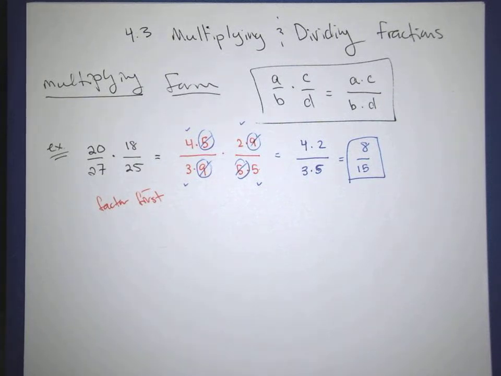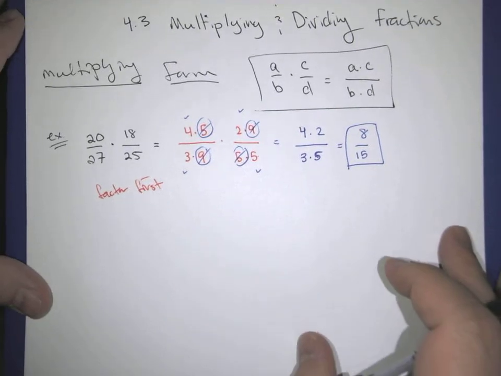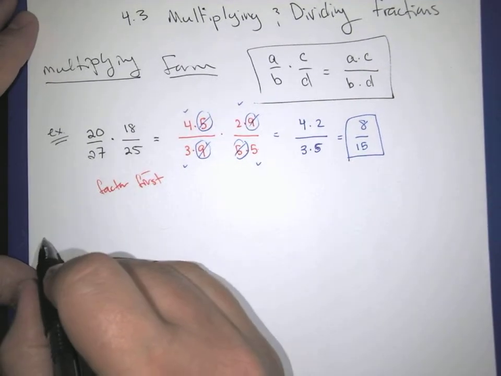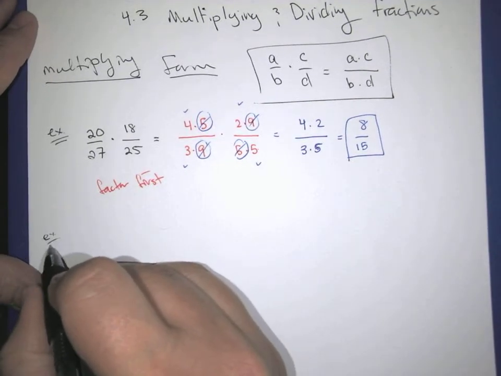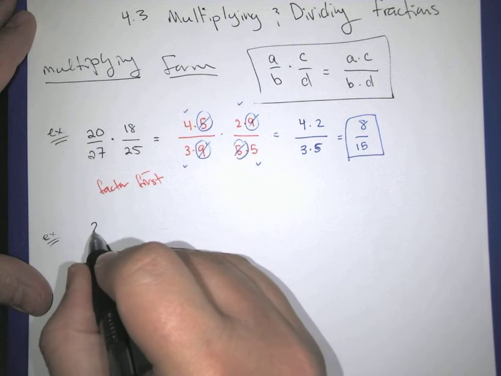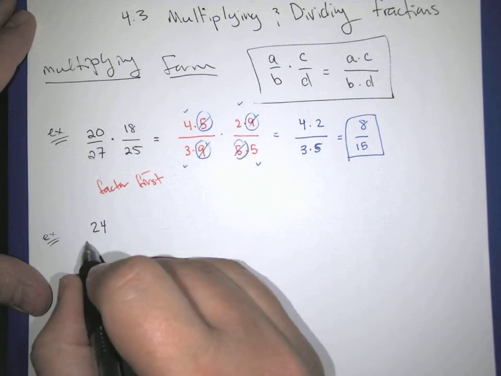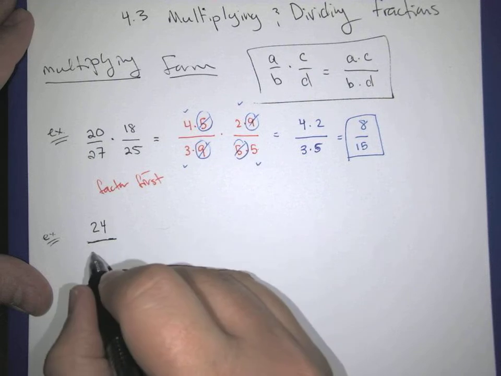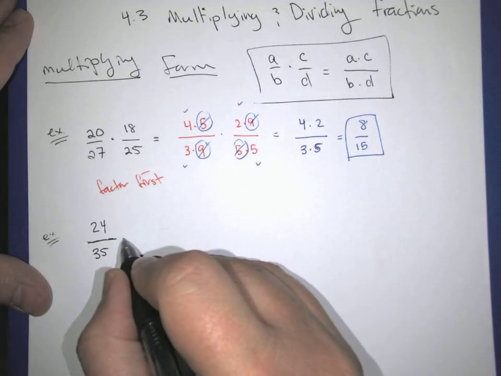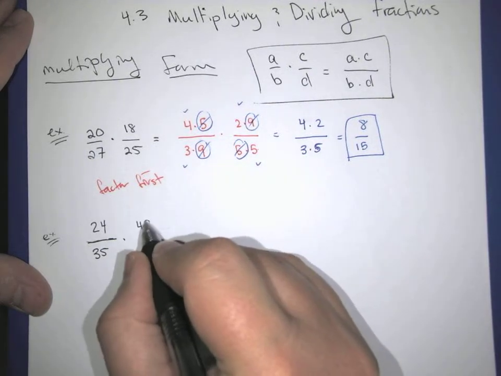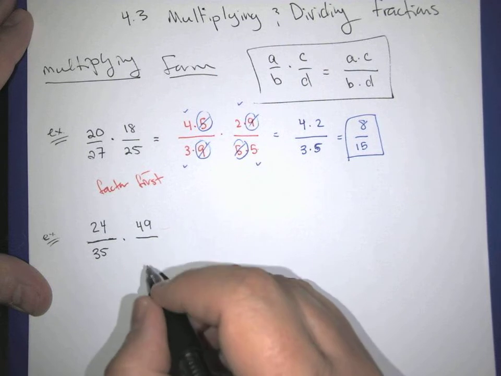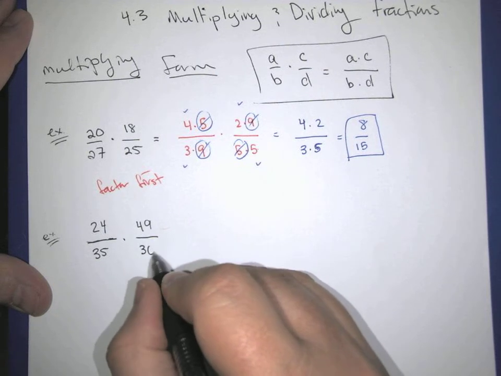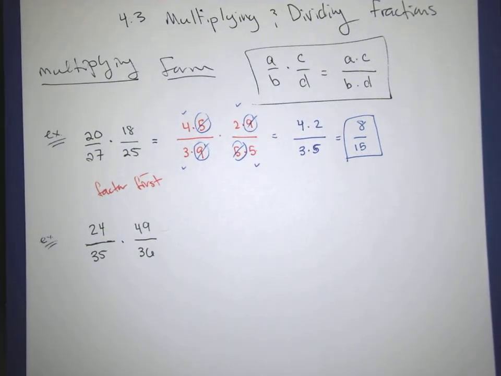Let's look at another example. Let's do an example with some new numbers. How about 24 over, I don't know, 35 times 49 over maybe something like 36.